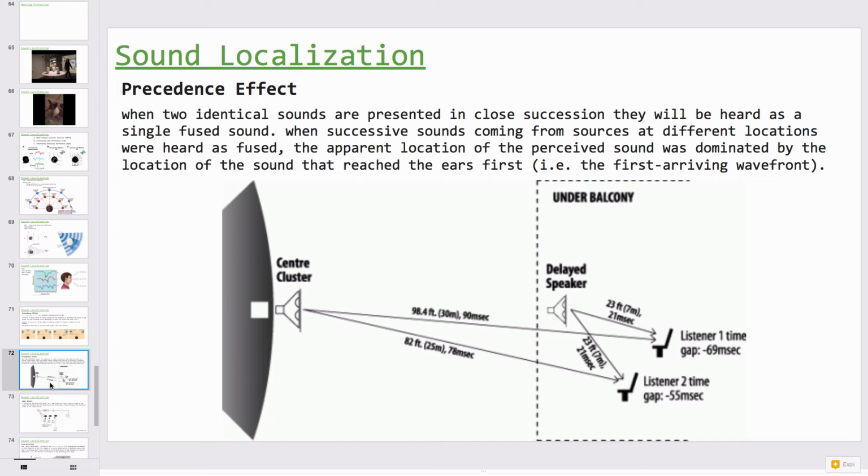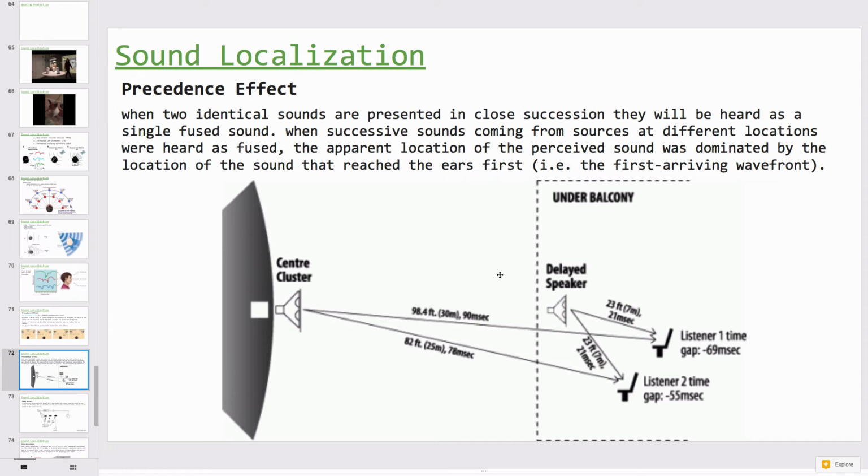All right. So how is this useful or interesting? A lot of this is used in PA systems or in churches and outdoor PA systems and stuff like that. And this is just another expanded definition of the precedence effect. When two identical sounds are perceived in close succession, they'll be heard as a single fused sound.